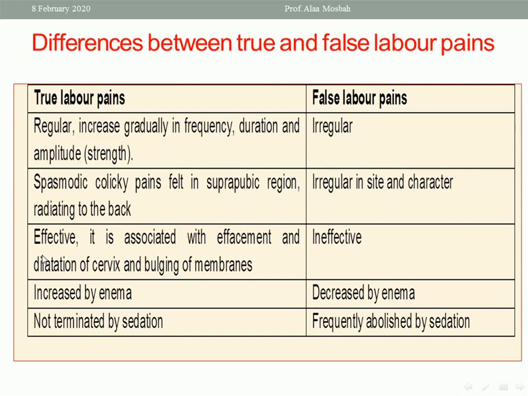True labor pain is effective because it is associated with effacement and dilatation of the cervix and the bulging of the membranes. On the other side, false labor pain is ineffective. True labor pain is increased by enema, while false labor pain is decreased by enema. True labor pain is not terminated by sedation or mild analgesics, while false labor pain is frequently abolished by sedation and mild analgesics.